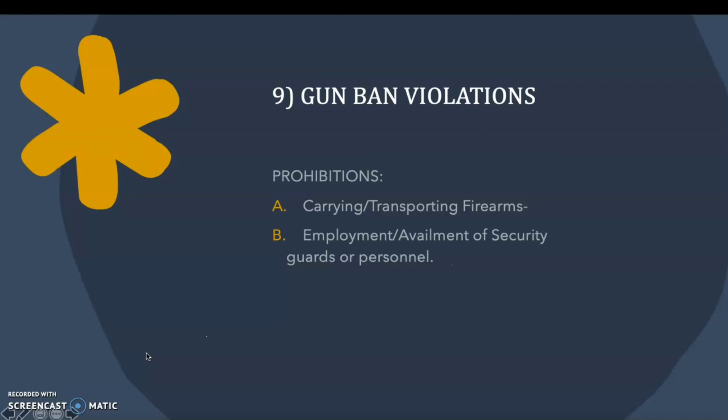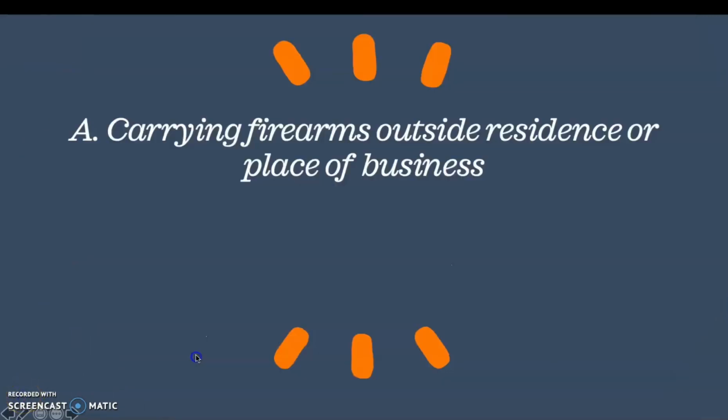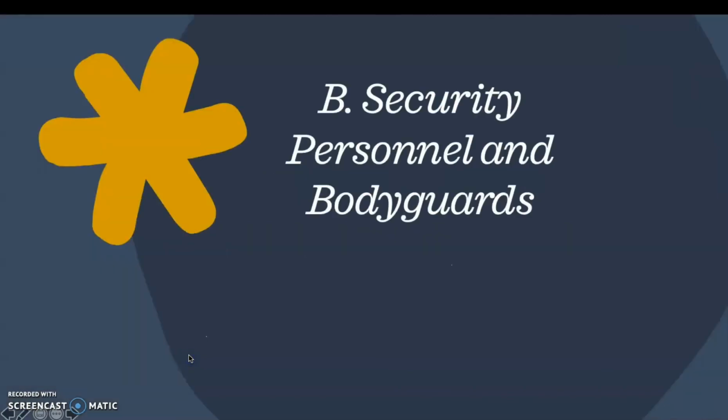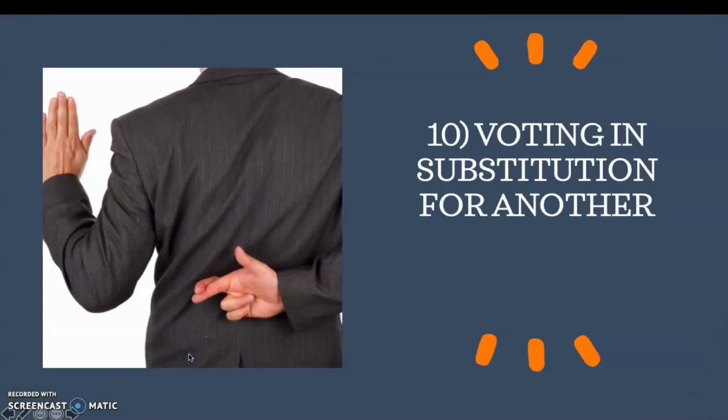But also only during the election period. And the officers assigned for security duty to the candidate shall also conform to the prescribed standards or conditions with respect to wearing of uniforms, as we have mentioned earlier, unless they are exempted in writing by the Commission on Elections. And number 10, voting in substitution for another. So the offender may be any person, and with respect to the act, such offender votes in substitution for another, whether with or without the latter's knowledge or consent.